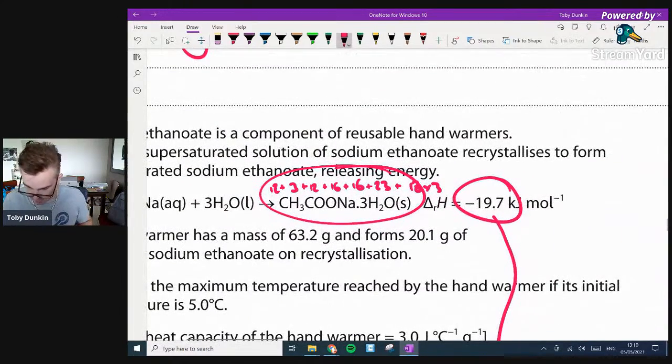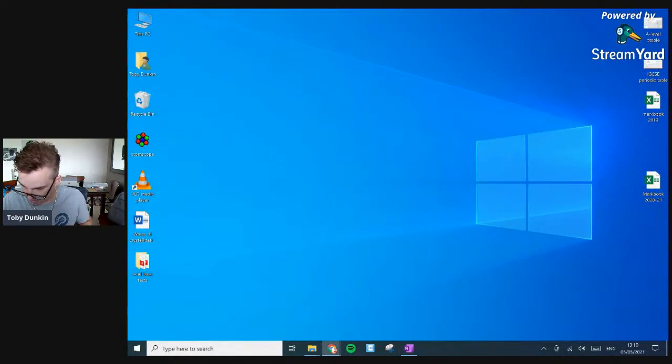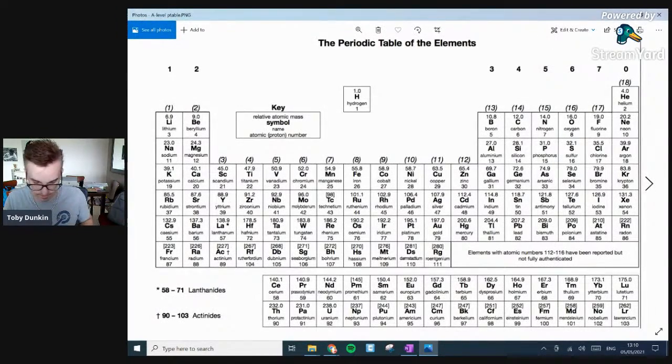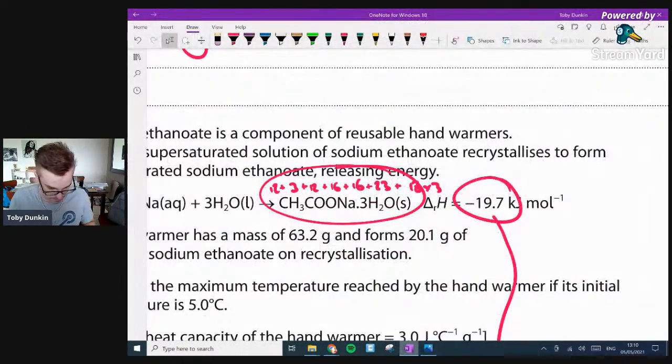You've got to remember that this is A level. We've got to make sure we're using our A level periodic table to 1 decimal place. Where's sodium? It's 23.0. Fine. Plus 23 plus bracket 18 times 3.